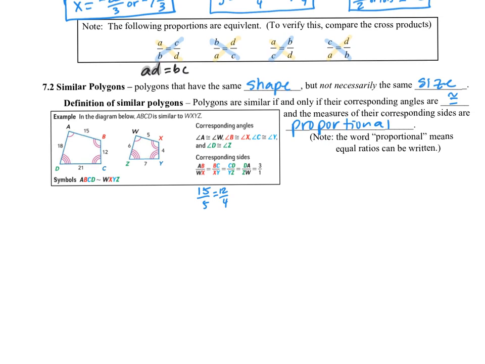Okay, and then CD to YZ, that's the last two vertices here, the last two vertices here. CD to YZ would be 21 to 7. And then last but not least, we have DA to ZW. DA to ZW is 18 to 6. Now, if you take all of those ratios and reduce them, they all reduce to 3 to 1, okay? So that shows us that the corresponding sides are proportional. We can write equal ratios.